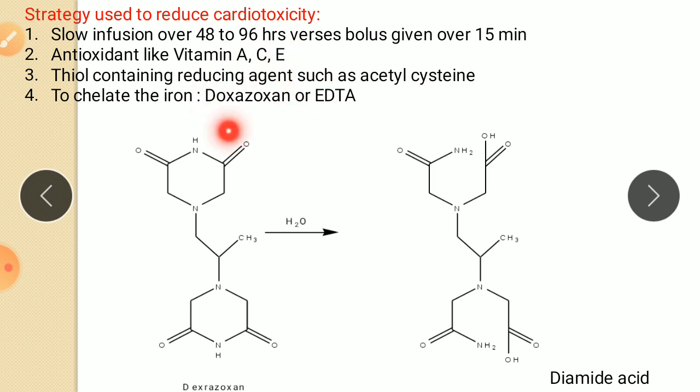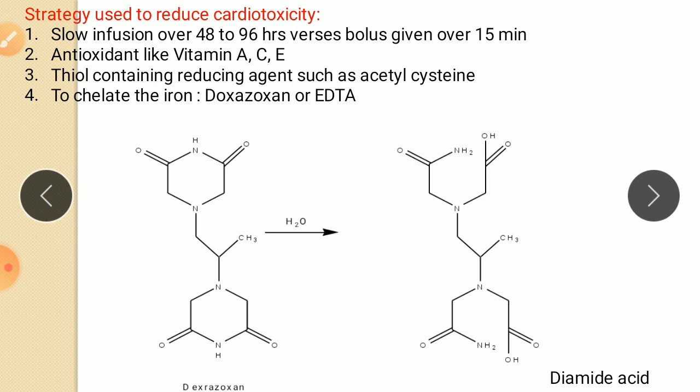So this is the structure of dexrazoxane. First it is hydrolyzed into the diamide acid. So here a water molecule is added, this bond is broken. So hydrogen is added here, a hydroxyl group is added here, like this. Similarly here. So it is a two-step process. So it is the activation of this antidote. So it is converted into diamide. Then this diamide chelates the iron, that is Fe2+, which is responsible for formation of free radicals.